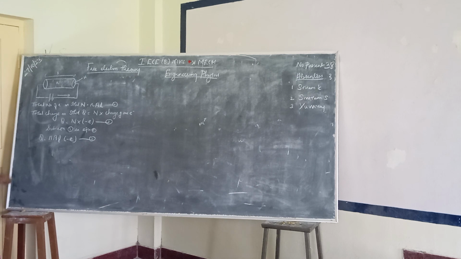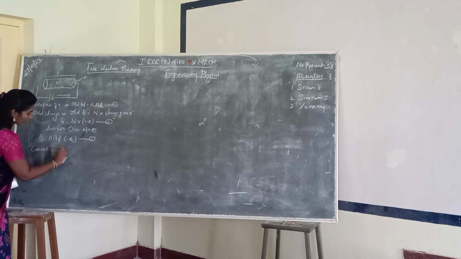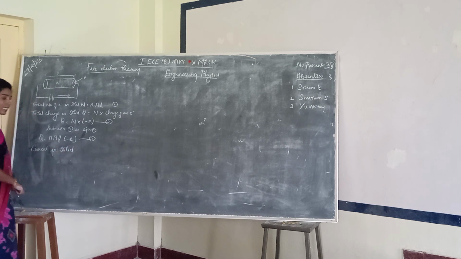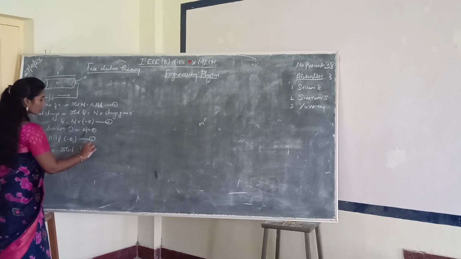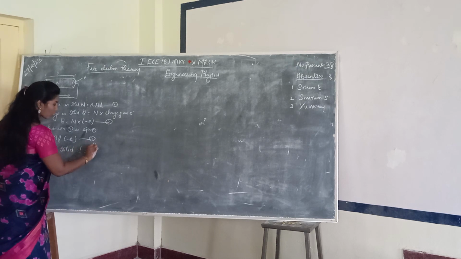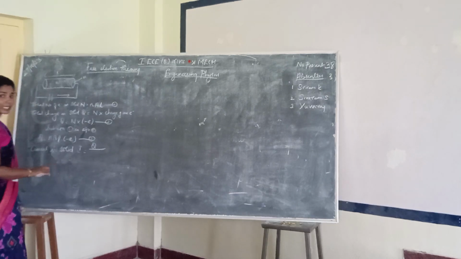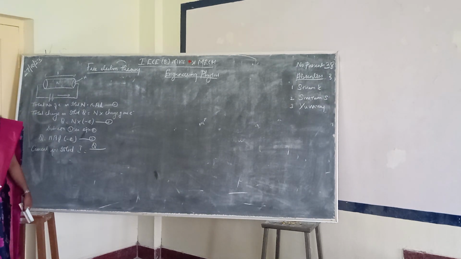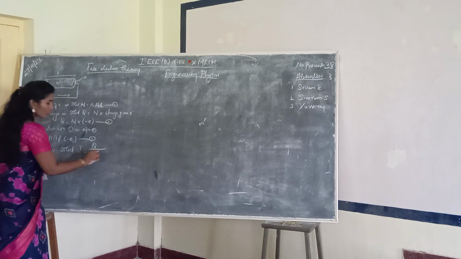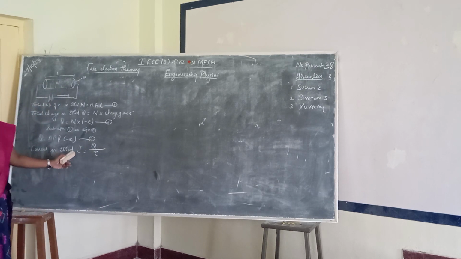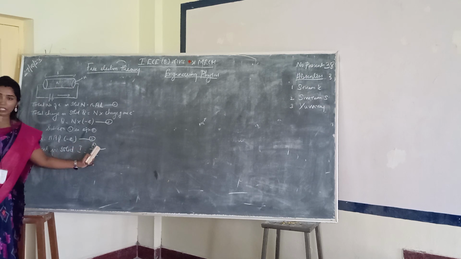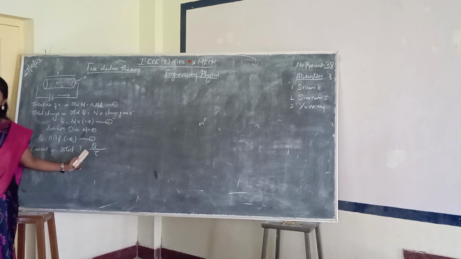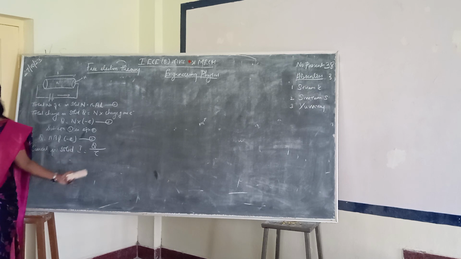The current in the solid material, I, is equal to the charge in our considered solid material divided by the time taken for the motion of the charges. It's not tau, it's t.